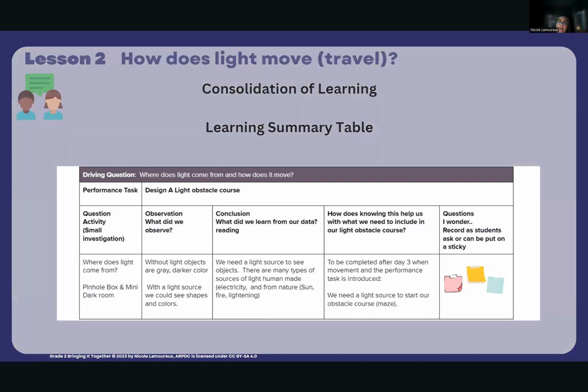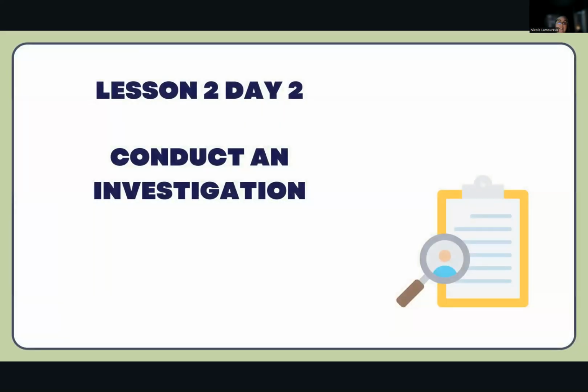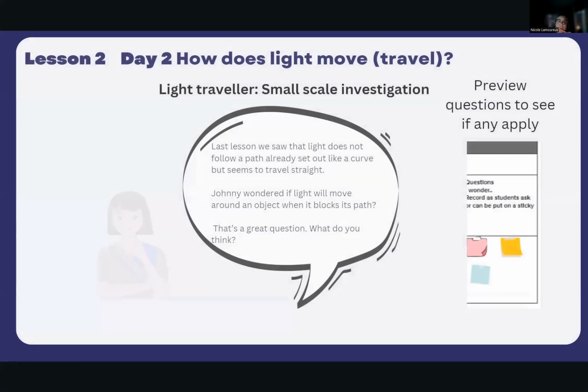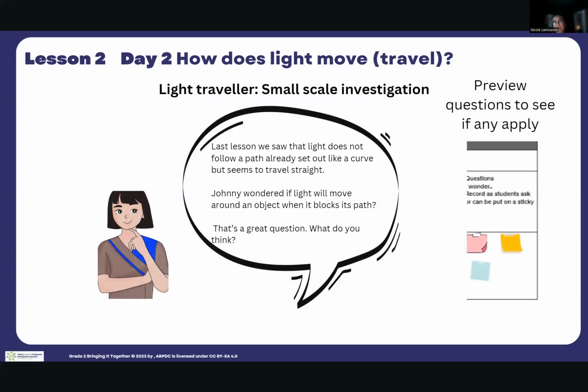And now we're going to get into the conducting of an investigation. It's probably something you might have seen on Pinterest or around or in grade 4. This is the one investigation that I could use from grade 4 only. So you can review their questions. You may get something like this, and if you don't, you can offer this as an observation on your part. So last lesson, we saw that light does not follow a path that's set out or curve. It only goes through straight paths.